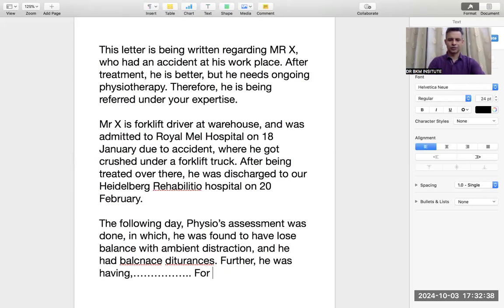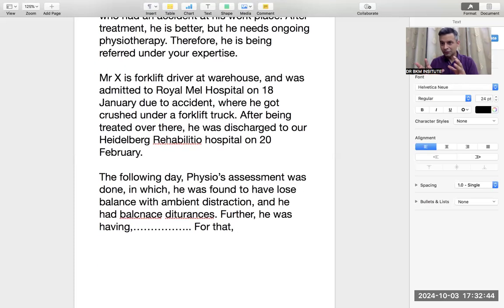So for that means for the problem. In the past, we say for that. In the present, we say for this. So now we are writing in the past, so we will write for that. For that means for these things because it's the past. Because we are talking about 21st. On 21st, he was having this condition. For that condition, a plan was created.